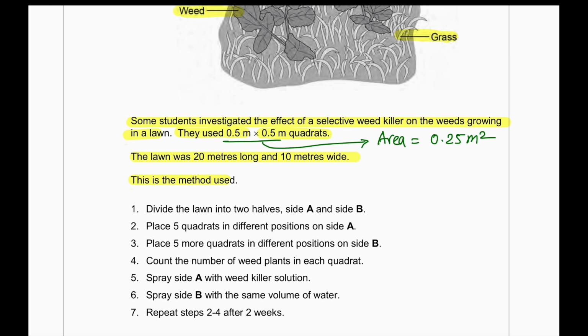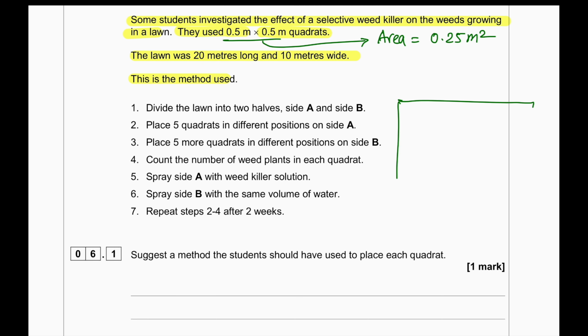This is the method that is used. So the lawn has a 20 meter length and 10 meter width. It can be divided into two halves. We can call one of them side A, and the other one side B. Place 5 quadrats in different positions of side A. Place 5 more quadrats in different positions of side B. Count the number of weed plants in each quadrat. Spray side A with weed killer and spray side B with the same volume of water. Repeat steps 2 to 4 after 2 weeks.